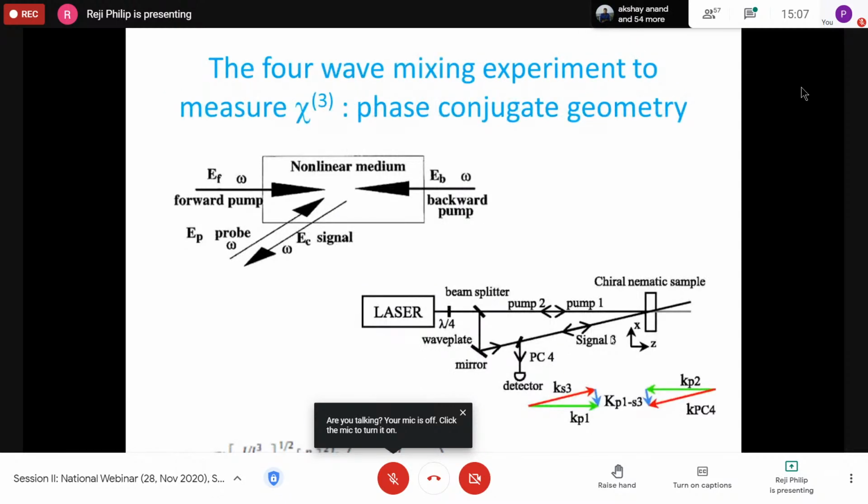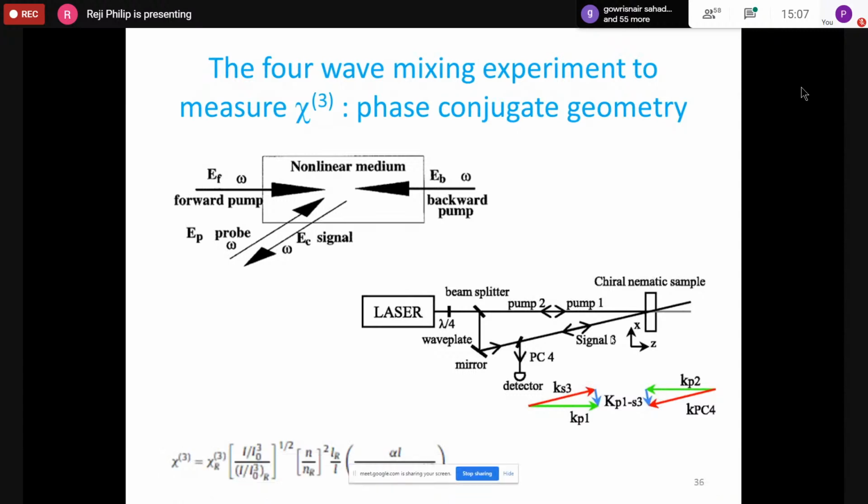Now there is another experiment which is used for finding out chi3. Of course, C-scan is good enough to find out chi3 of your material. The only thing is you have to do two different experiments. The open aperture part will give you the absorptive part of chi3, which is the imaginary part of this complex number, and the closed aperture part will give you the real part of your chi3. So you need both the real part and the imaginary part to find out chi3.